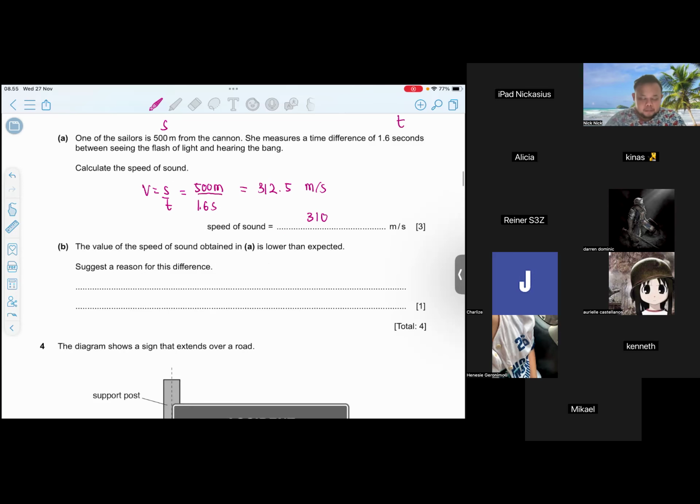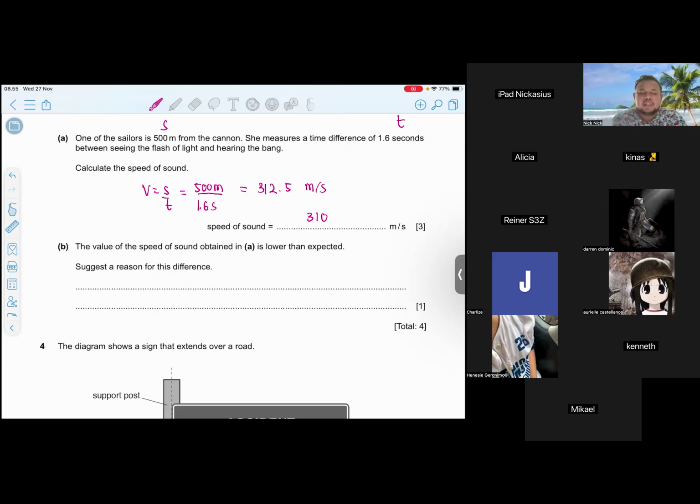Number B, the value of the speed of sound obtained is lower than expected. Suggest a reason for this difference. Maybe 1 mark, yeah.